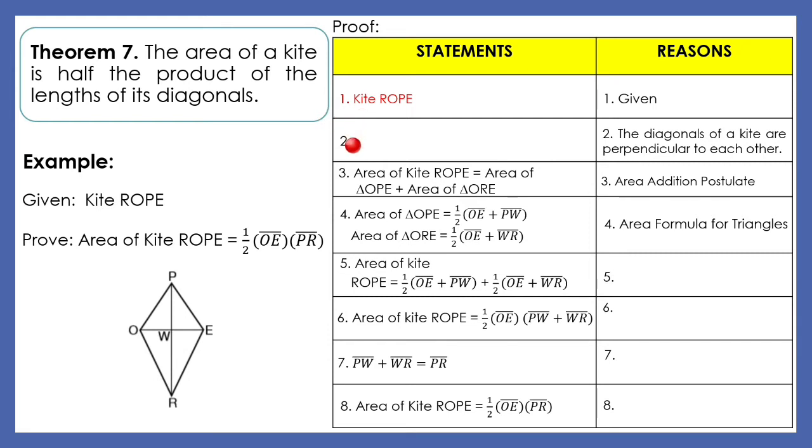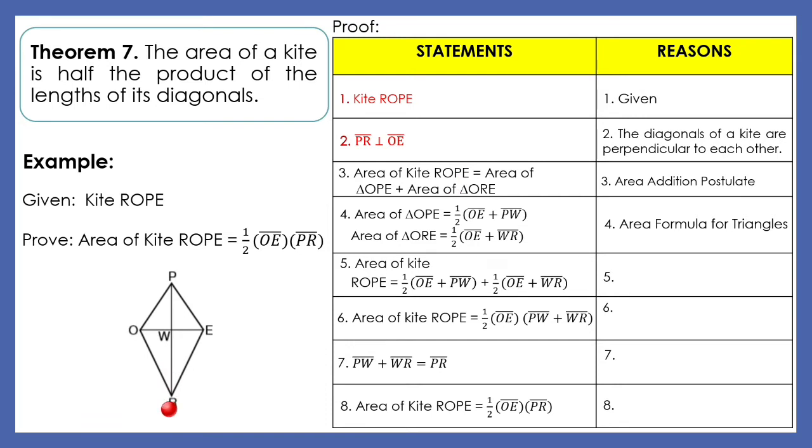For statement number 2, ang reason, the diagonals of a kite are perpendicular to each other. So, ang ating mga diagonals are line segment PR and line segment OE. So, our statement, line segment PR is perpendicular to line segment OE. For statement number 3, meron tayo ditong formula ng area of kite ROPE.